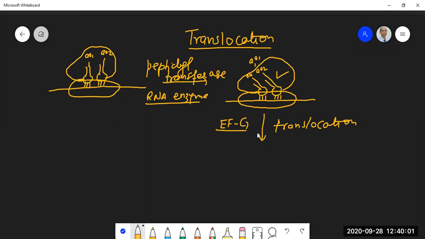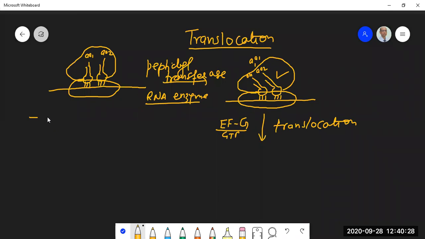This is also called a translocase or a translocation factor, EFG, elongation factor G. This step also requires GTP, so GTP will be hydrolyzed to GDP. So three movements take place. This is what I told you, I think, in the last lecture also. Three movements take place during translocation.